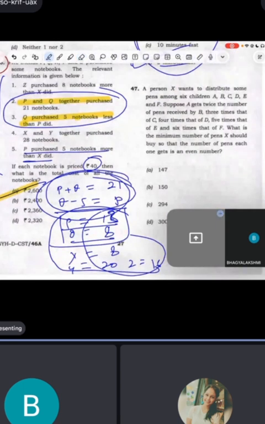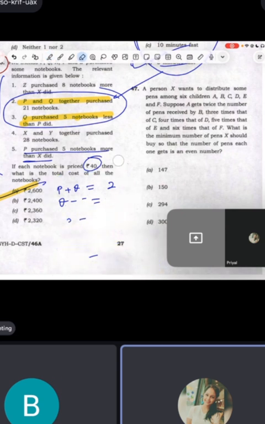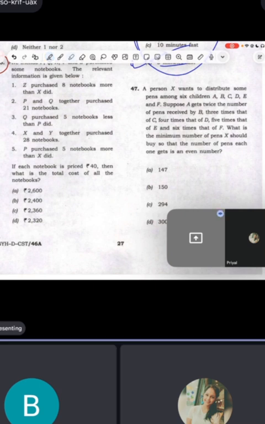Question 47. A person X wants to distribute some pens among six children A, B, C, D, E, F. Suppose A gets twice the number of pens received by B, three times that of C, four times that of D, five times that of E, and six times that of F. What is the minimum number of pens X should buy so that the number of pens each one gets is an even number? Guys, here is the catch.